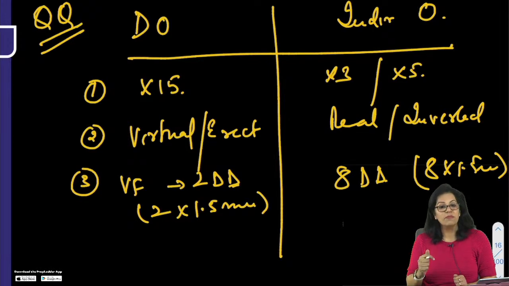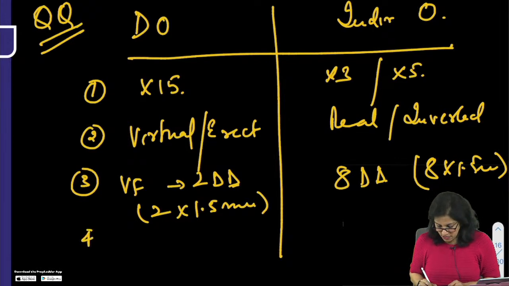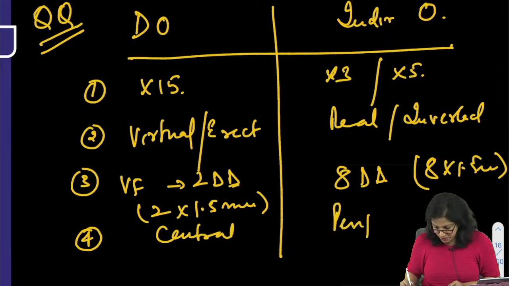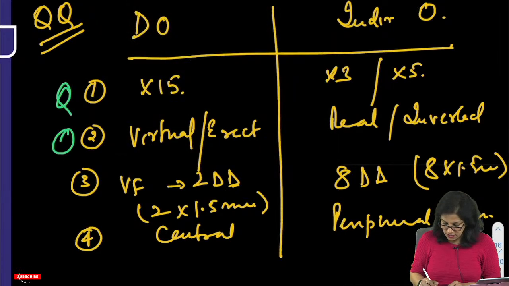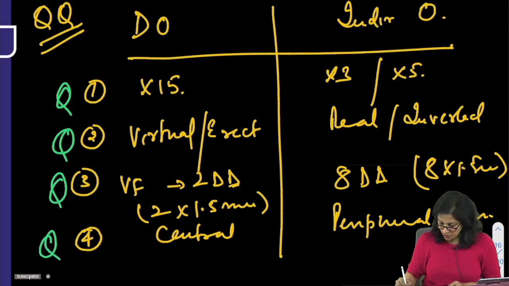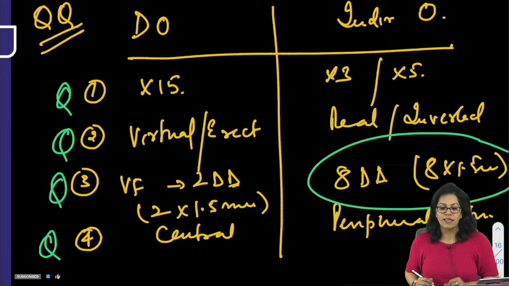Now that means direct is used to see the central retina and indirect will be used to see the peripheral retina, right? All of these have been asked in exam questions separately. This is a question, this is a question, this is a question, this is a question. The only thing that has still not been asked is this. Everything has been asked repeatedly.